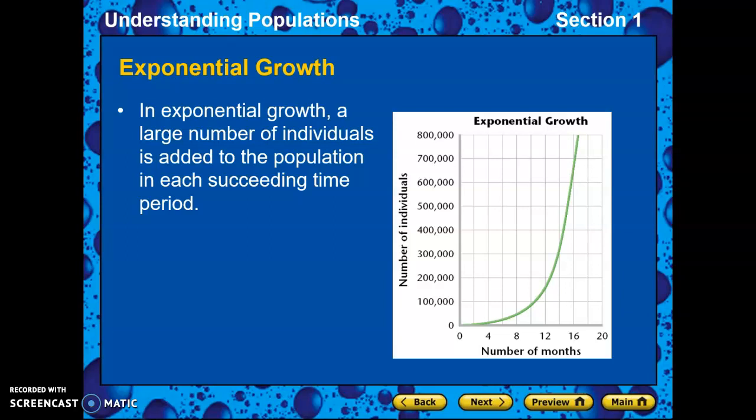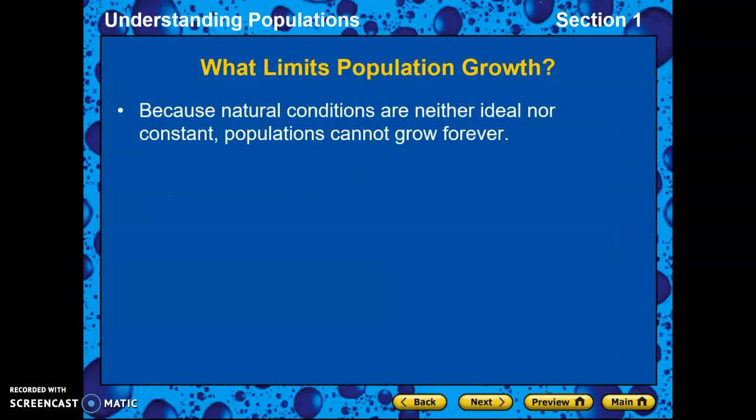In exponential growth, a large number of individuals are added to the population in each time period. For example, if you look at the graph, this is the number of months, so it's going up by months. You can see between the 12 and the 16 month, the population grew from about 150,000 to 800,000. That's a huge increase. That's what we call exponential growth.